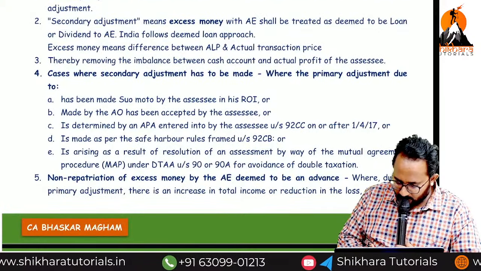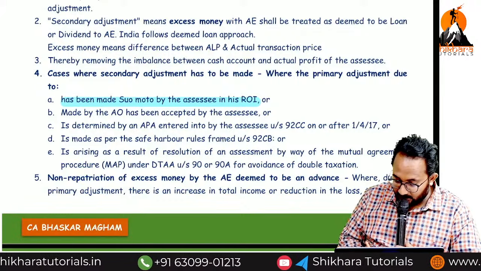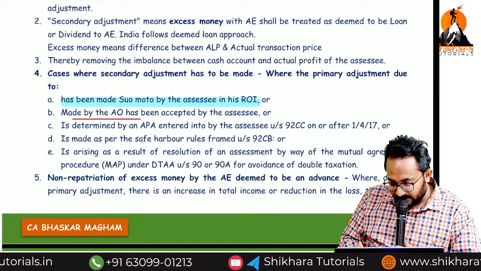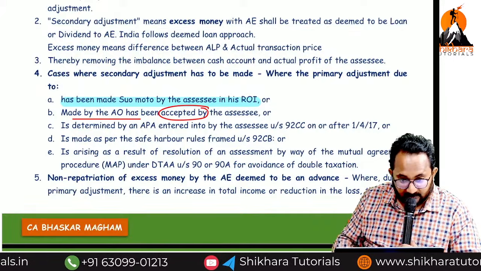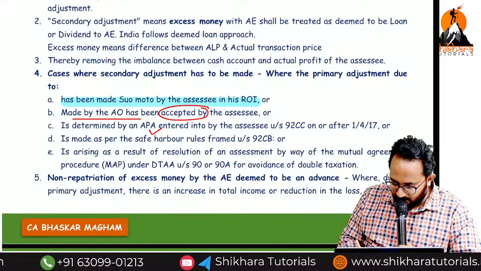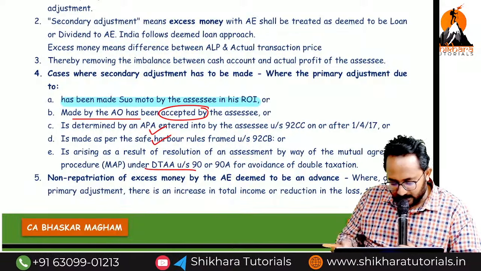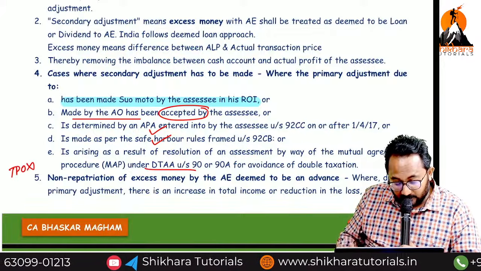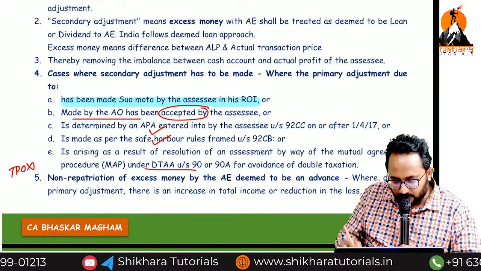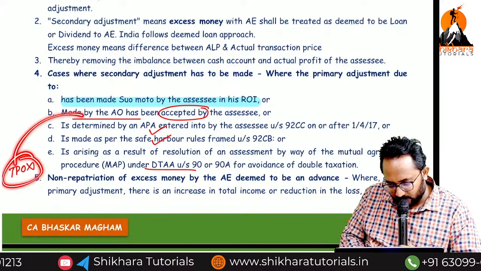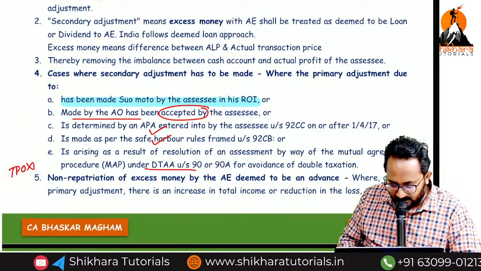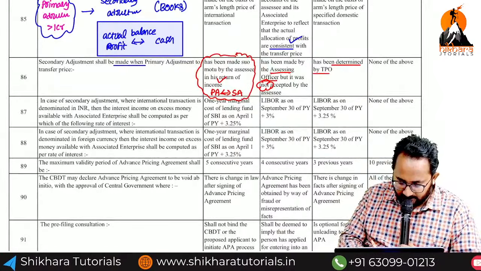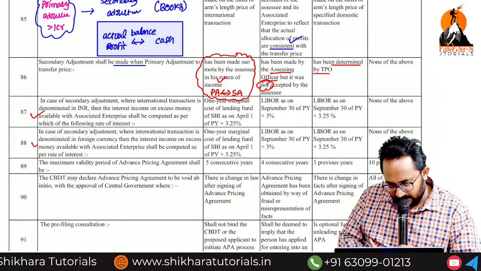My first one is done. Second one, the AO calculated the arm's length price, but here the assessee accepted it. In our MCQ, what they have given is not accepted. APA okay, safe harbor rules okay, DTAA okay. But TPO, can you tell me, is there any TPO? If any transfer pricing officer computed the ALP, it will be forwarded to the AO only. There is no such point. That's why, based on that, what is the answer? Only A.